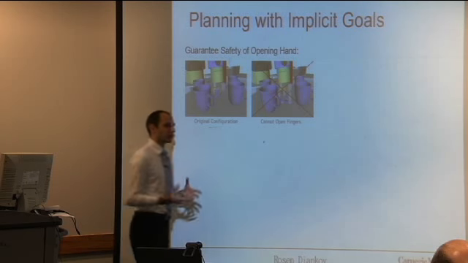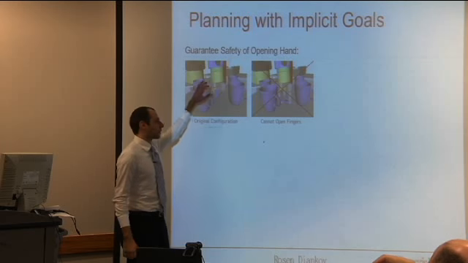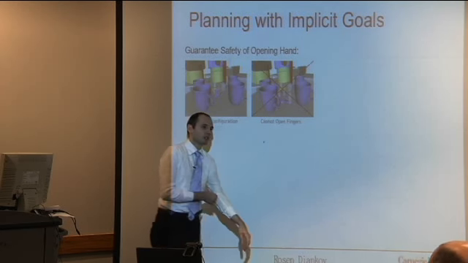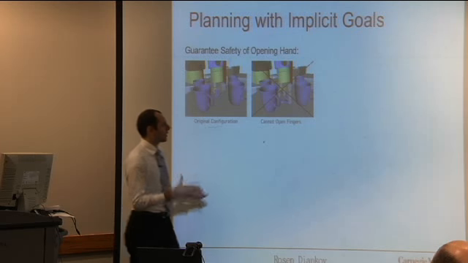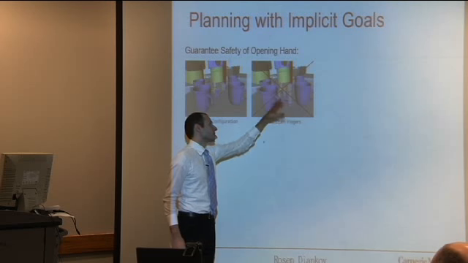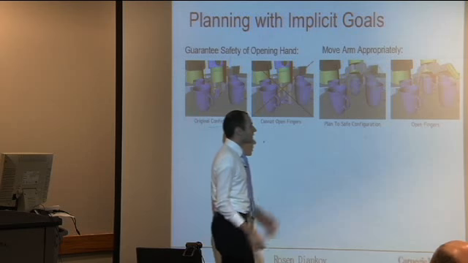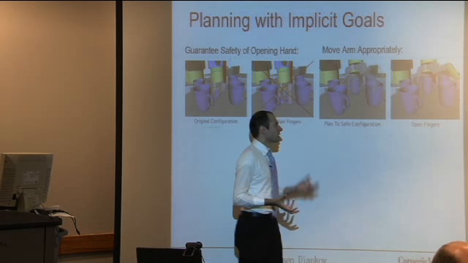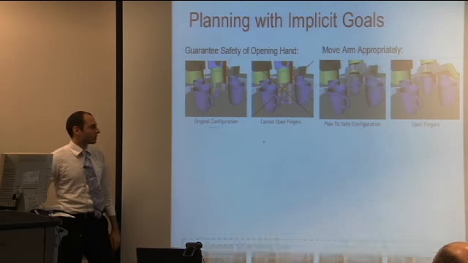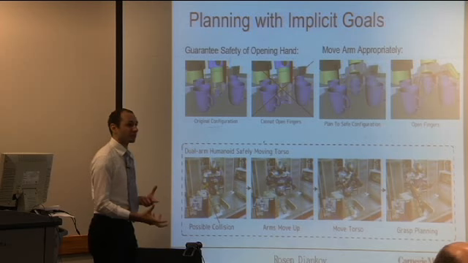Another really important planning process is planning with implicit goals. For example, very often a robot will want to open its grippers to appreciate. And depending on where the arm is, sometimes the opening cannot occur at all because the fingers will collide with an object. Therefore, we want to plan for an arm configuration such that the hand is free to open.